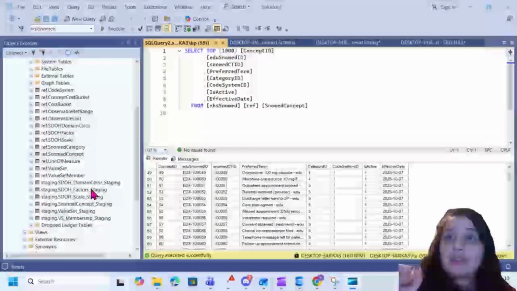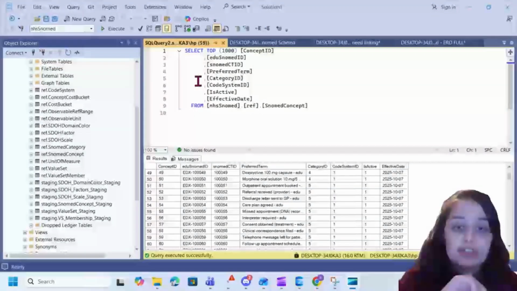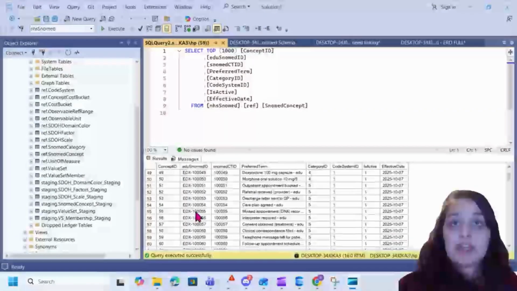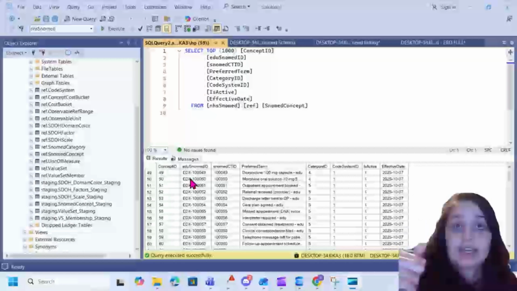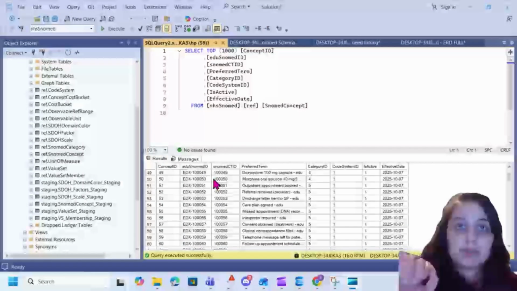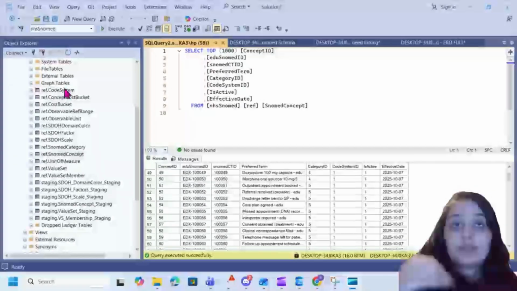So here in SQL Server, we can see all the tables that implement the schema. So the Snomed concepts table stores the terminology concepts, and each record contains fields such as the concept ID, as we see here, the EduSnomed ID, which is the synthetic identifier, the Snomed CT ID, which simulates the format of a Snomed concept, and the preferred term, which is the description of the clinical term.